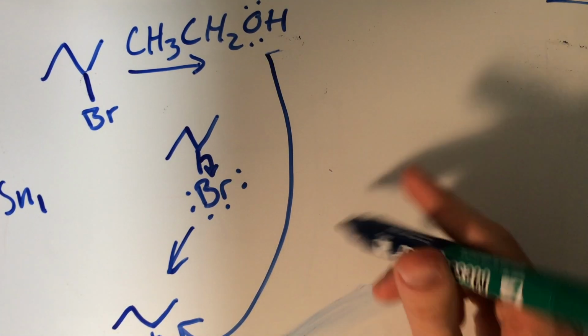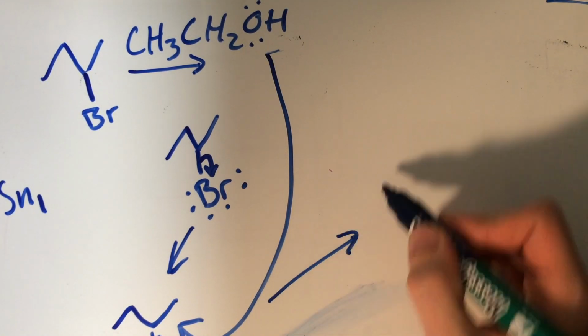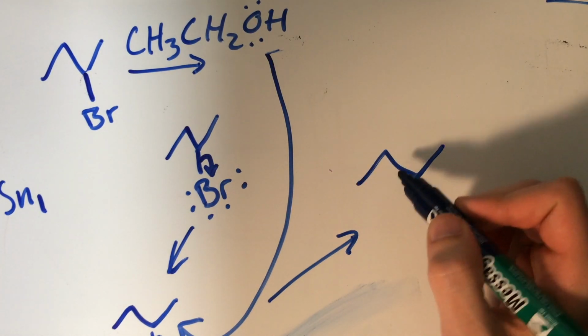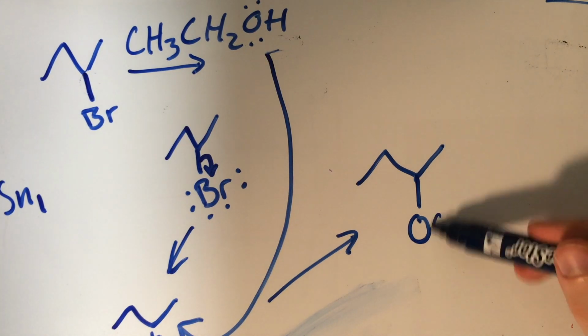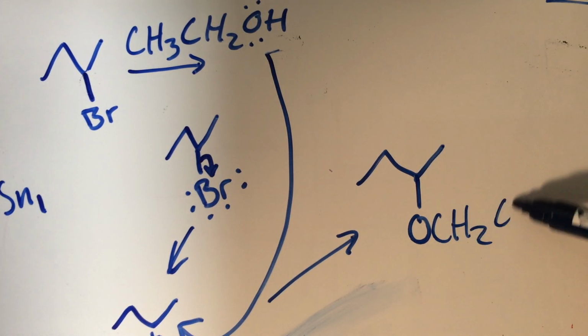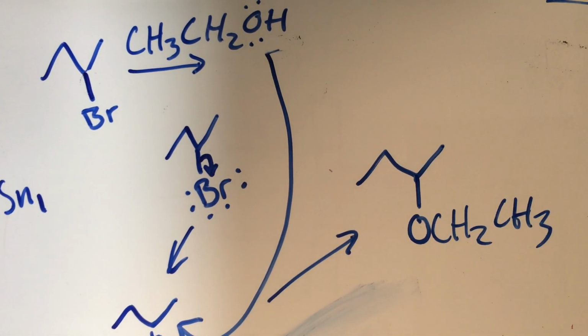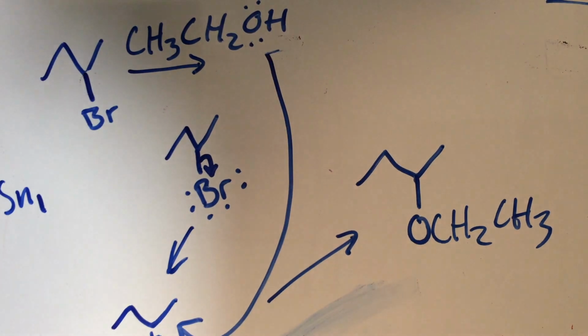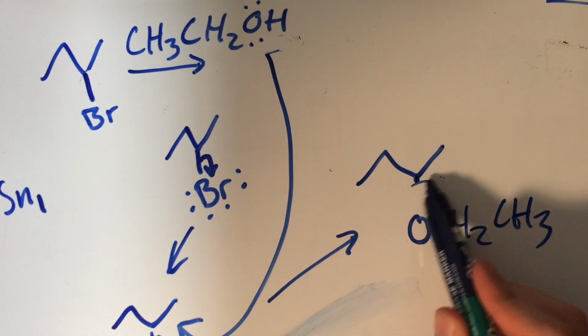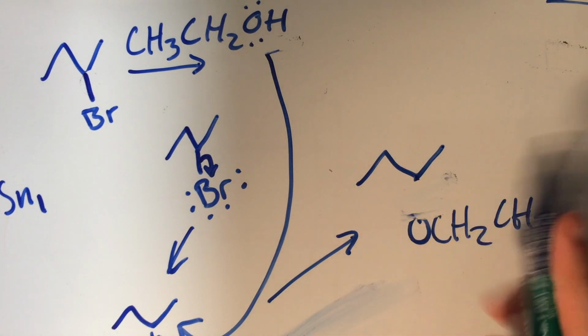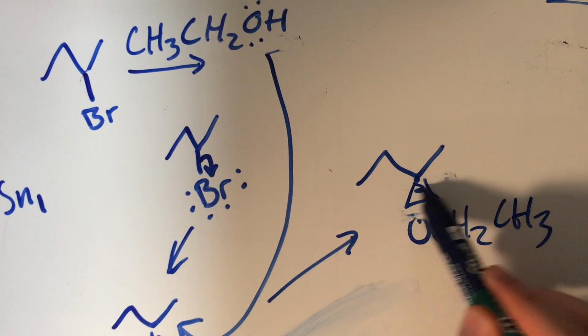let's get this up here. We have an OCH2CH3 group on here. And one thing that's important to note also is that, in terms of stereochemistry, this can be from behind or it can be in front.